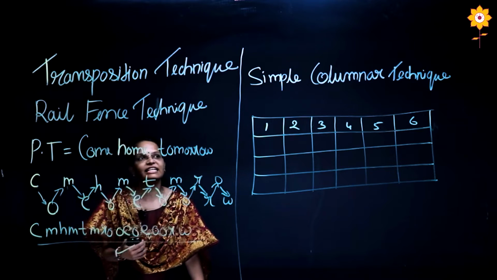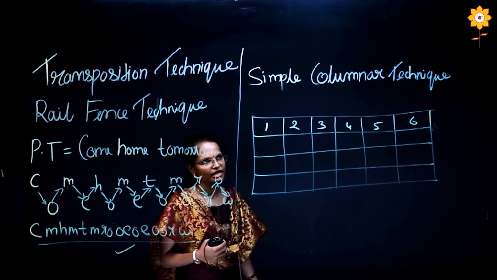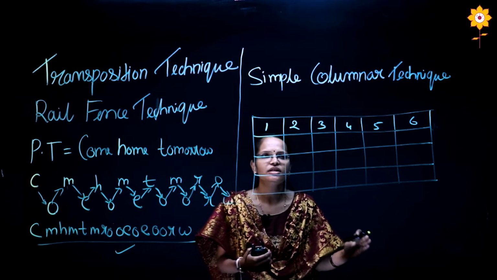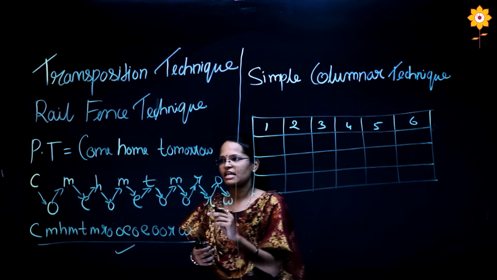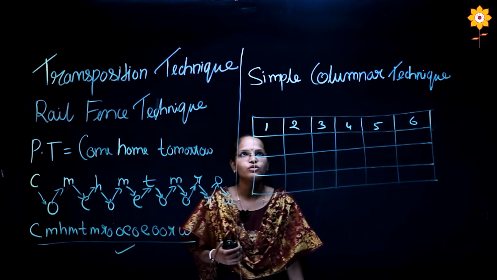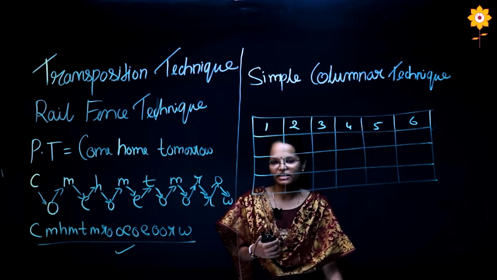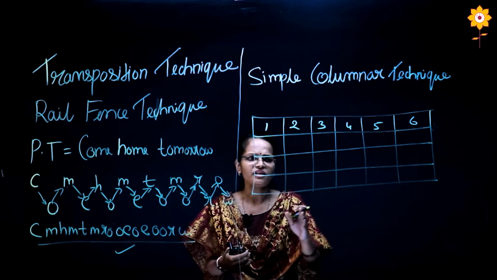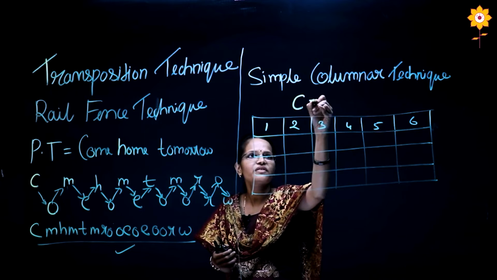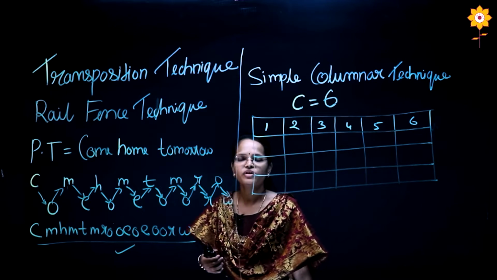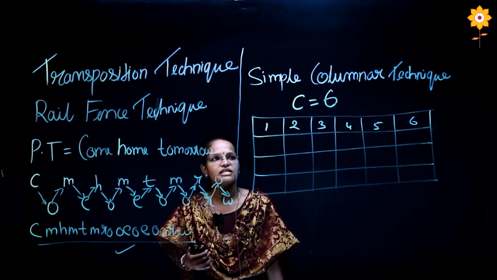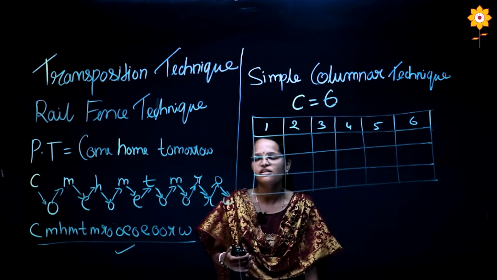Now the second technique is simple columnar technique. This simple columnar technique is also going to help us convert the plain text into the cipher text. Let us consider the same example, that is come home tomorrow. In this technique, as the name goes, columnar technique, we need to decide the number of columns that we are going to use. Suppose for example we have considered 6 columns. The first thing we are going to do is arrange our plain text message, come home tomorrow, into the given cells of columns.